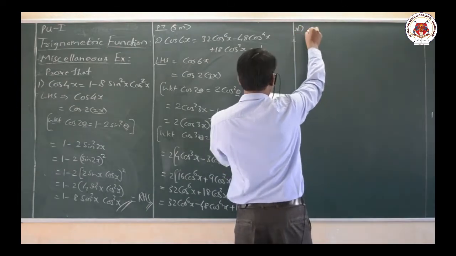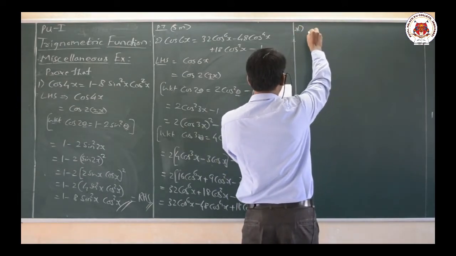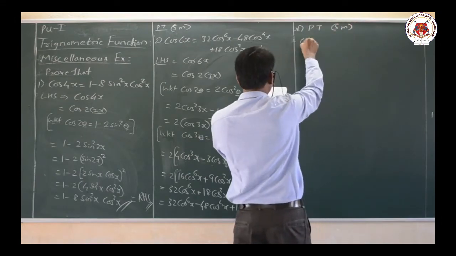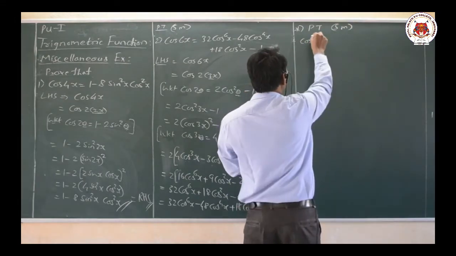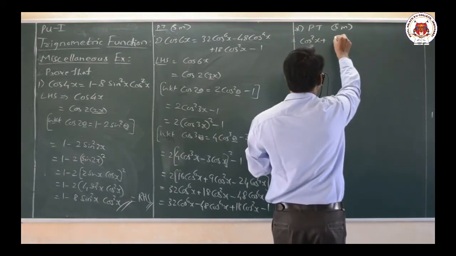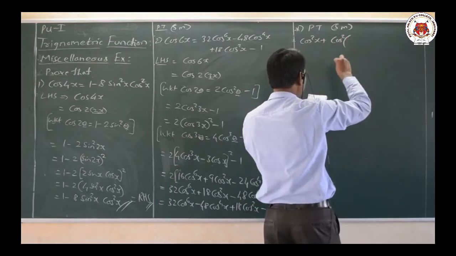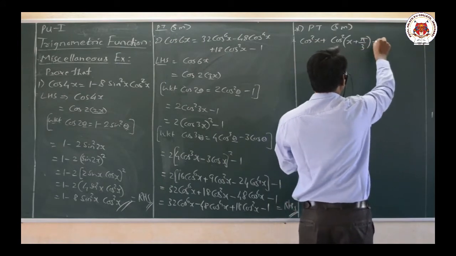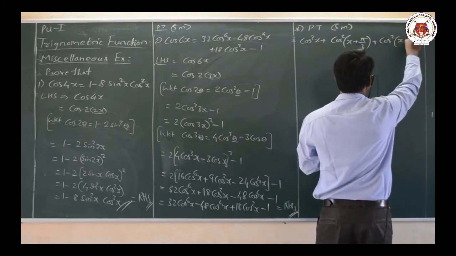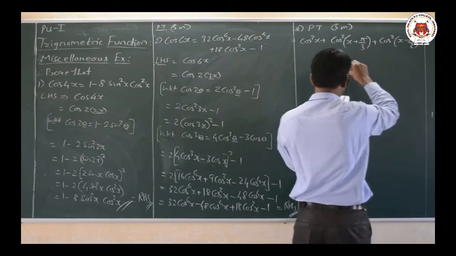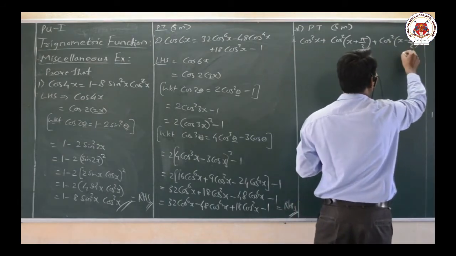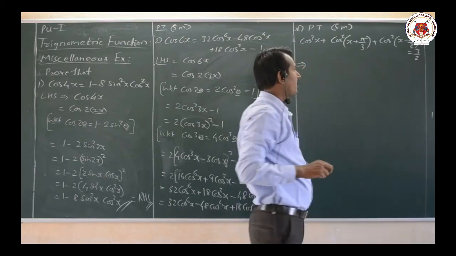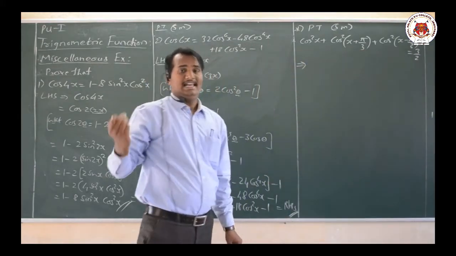The next problem, prove that, only for 5 marks. Prove that cos square x plus cos square of (x plus pi by 3) plus cos square of (x minus pi by 3), dear students, is equal to 3 by 2. That we require to prove here. Now let us move on with the LHS part.